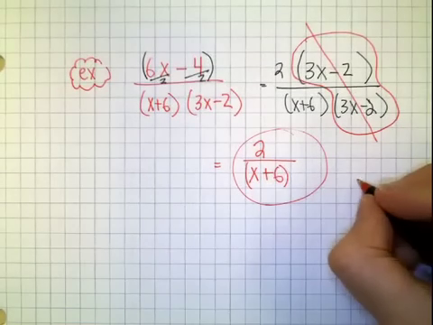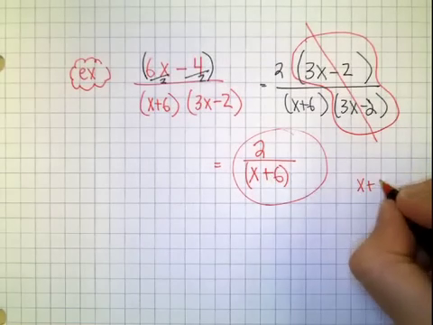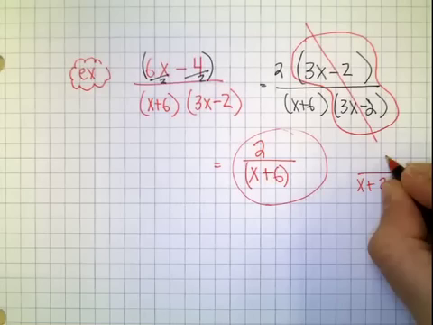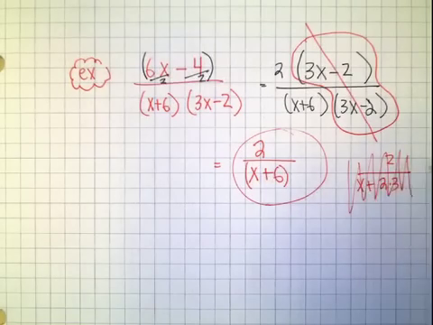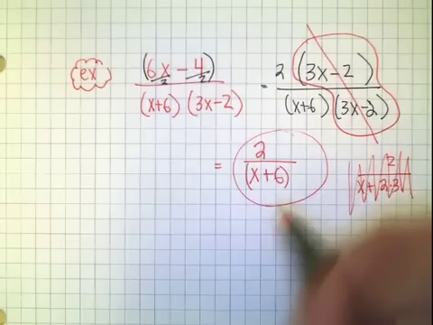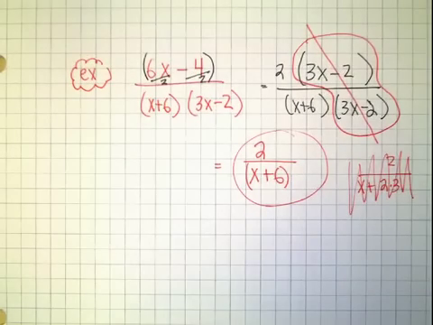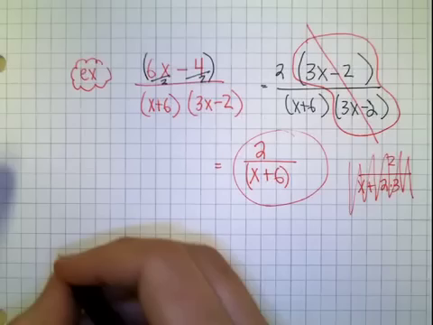Don't try and say that the 6, this is what I see people do, the 6 is 2 times 3, and there's a 2 on top, and they want to cancel it. You really can't do that. As a group, it's got to stay together. It's got to stay in a group.